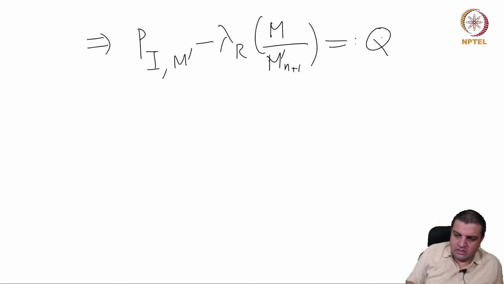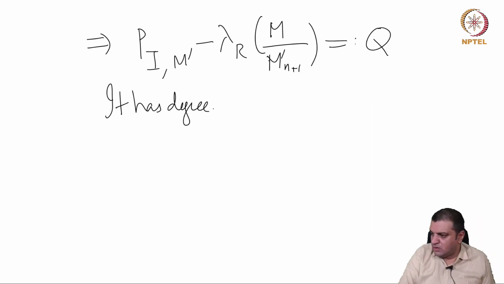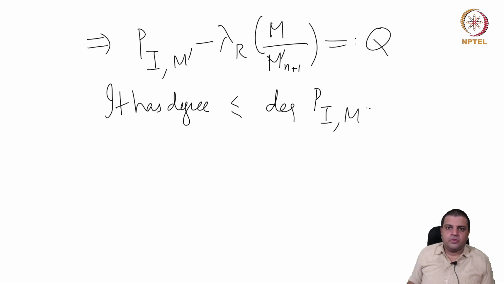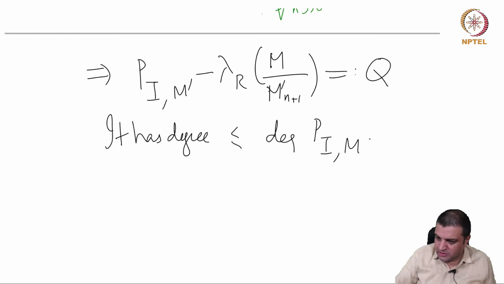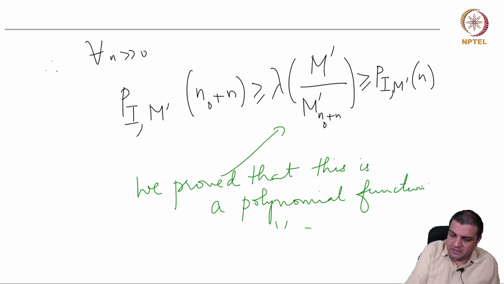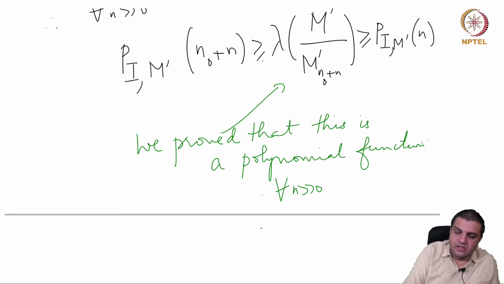Okay, so this is a polynomial. It has degree less than or equal to the degree of PIM. And moreover, its leading coefficient has to be positive, because as n goes to infinity, this difference is positive. So remember, it is this difference. I mean, this q of n0 plus n minus 1 is this difference, and it is positive.